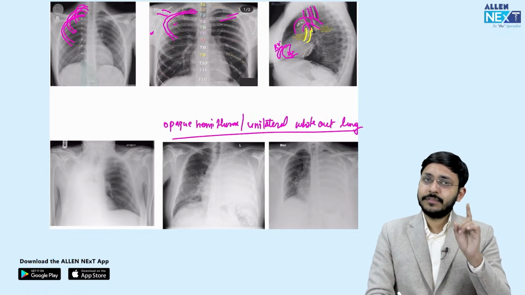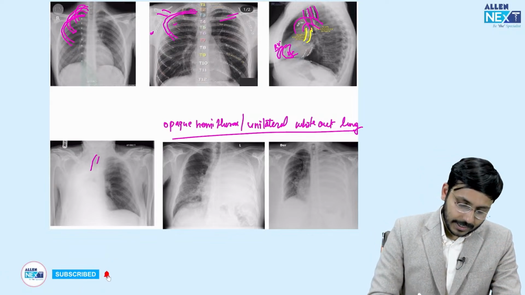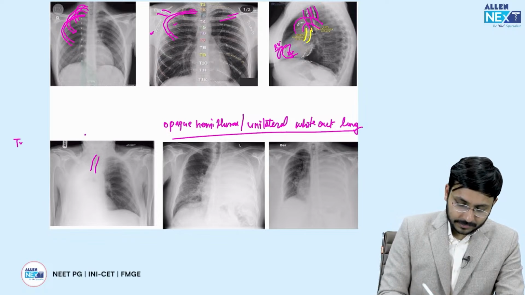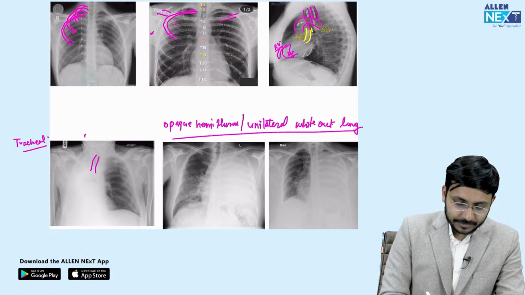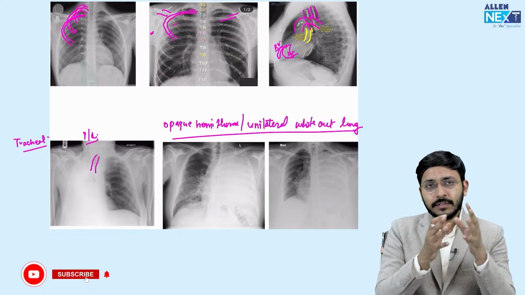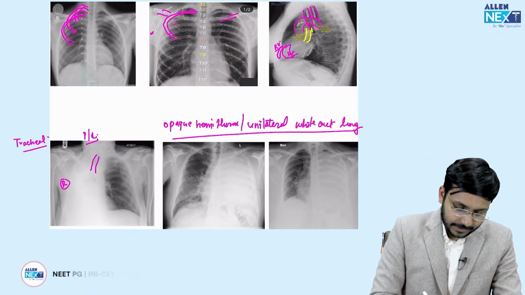In such cases, we have to see the trachea. So we are labeling the trachea here. If the trachea is ipsilateral to the opaque hemithorax, that means that there is a pull towards that lung. So this means that there is a right lung collapse.